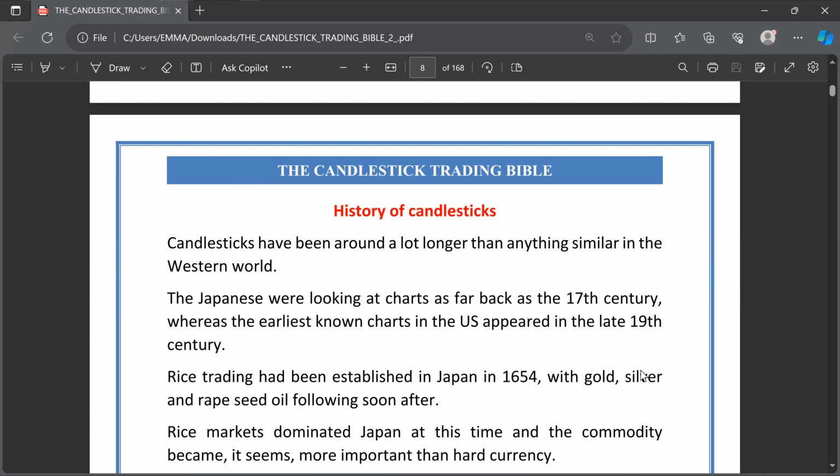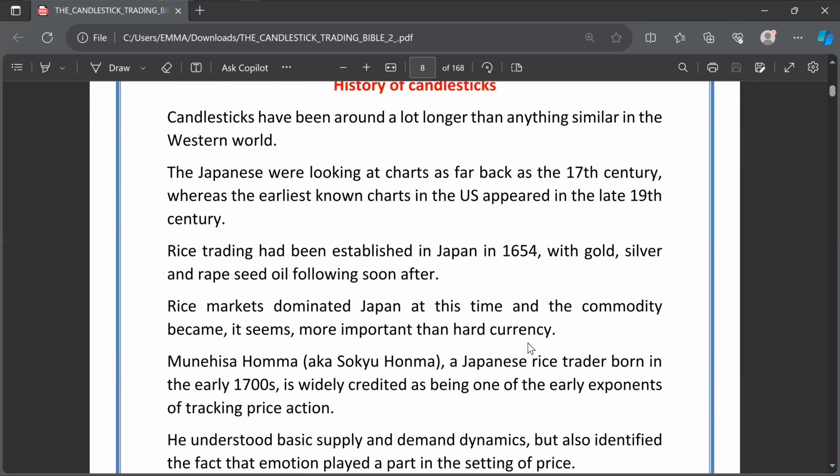Now, candlesticks have been around a lot longer than anything similar in the Western world. The Japanese were looking at charts as far back as the 17th century, whereas the earliest known charts in the USA appeared in the late 19th century. Right? Now, rice trading had been established in Japan in 1654 with gold, silver, and rapeseed oil following soon after. Rice markets dominated Japan at this time, and the commodity became, it seems, more important than hard currency.